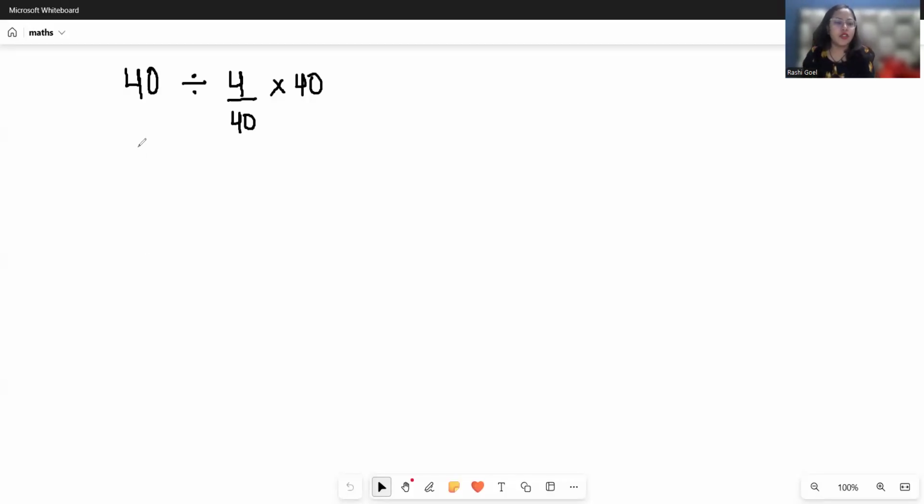Hello everyone, we are going to solve 40 ÷ 4/40 × 40. So there are multiple operations given: division, then 4/40, then multiplication. So it's very confusing where to start. We are going to use the BODMAS rule, which gives us a clear order of operations. First we'll solve brackets, then of, then division, then multiplication, addition, and then subtraction.